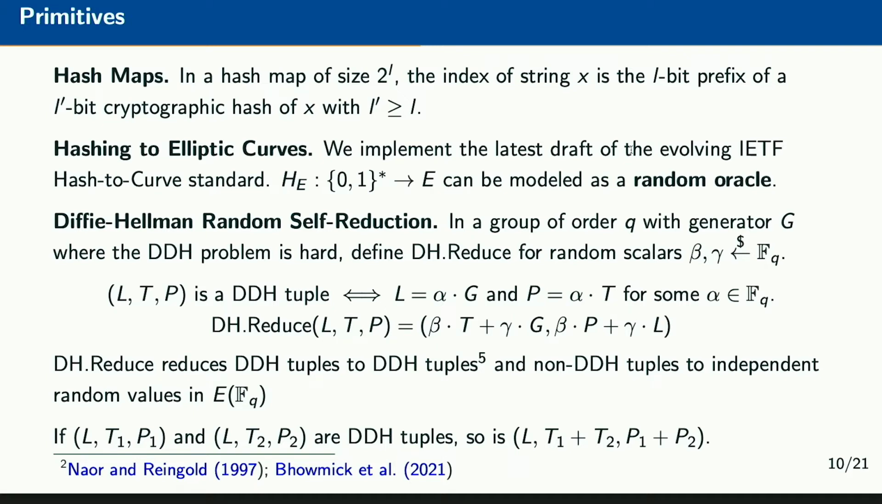If L, T, and P are 3 elliptic curve points, we call them a decisional Diffie-Hellman, or DDH, tuple if there is an alpha such that L is alpha times G, the generator of the group, and P is alpha times T. And then we define an operation called DH reduction, which transforms DDH tuples into DDH tuples and non-DDH tuples into independent random values. Also, we note that DDH tuples in general have a nice additive property that we exploit in the paper.